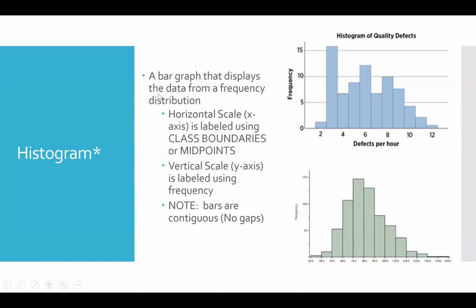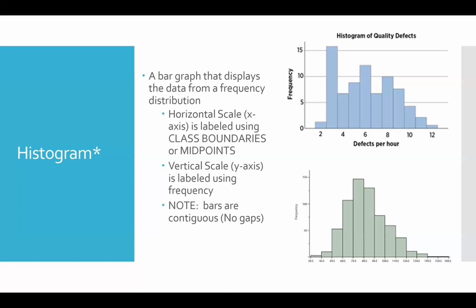The biggest difference between the bar graph that we just looked at and a histogram is that the bars are contiguous. Okay, the bars are contiguous. There's no gap between the bars. They're smacked against one another.